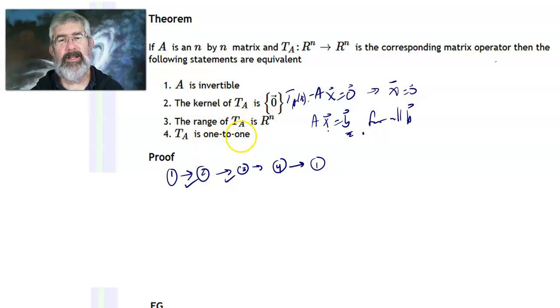3 implies 4. If you know the range is Rn, can we show this is 1 to 1? I'm going to pause for a minute.